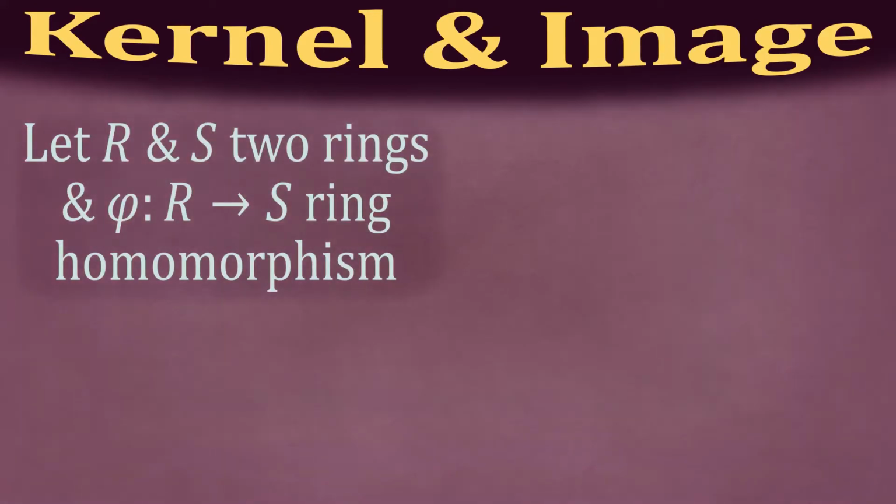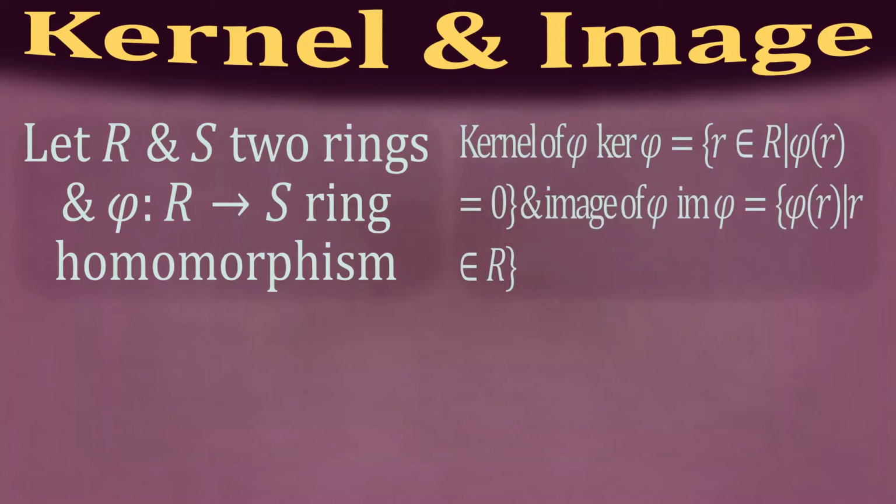Let R and S be two rings, and let phi from R to S be a ring homomorphism. Then the kernel of phi is ker phi, which is equal to the set of all r in R such that phi of r is equal to 0, and the image of phi is im phi, which is the set of all phi of r where r is in R.